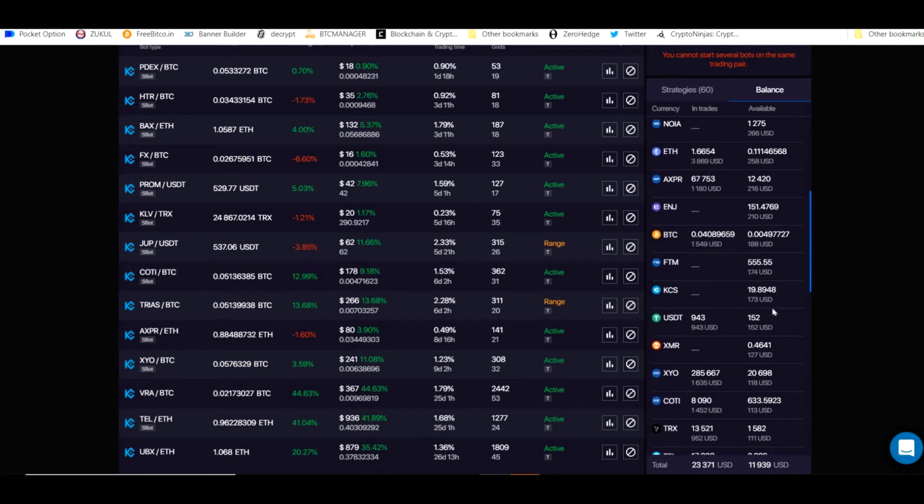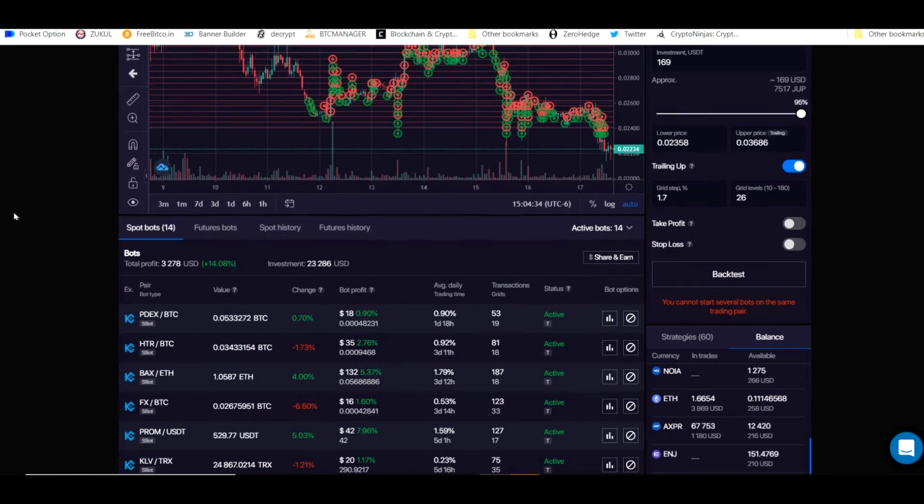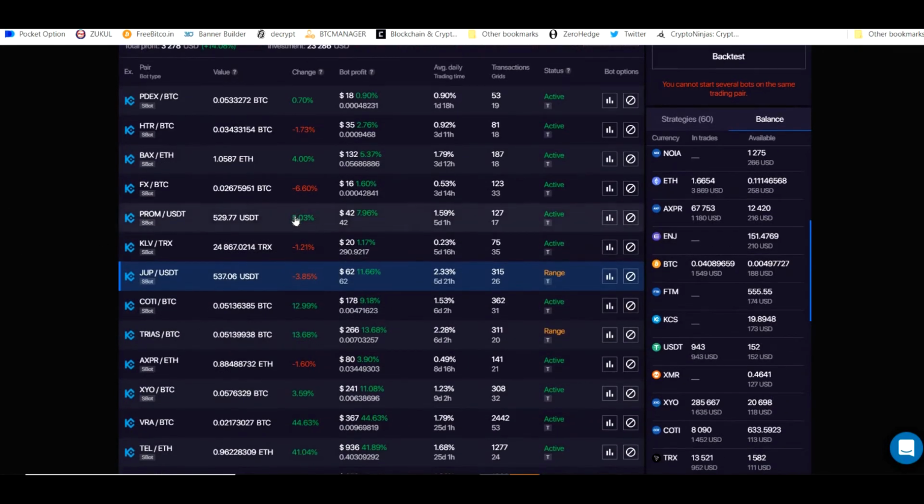So what do we have? We have $152 sitting over there currently. We're going to have to reset this JUP bot. Let's take a look at our other cash bot right now. It's currently 5% in profit. I thought I was going to have to close that out.